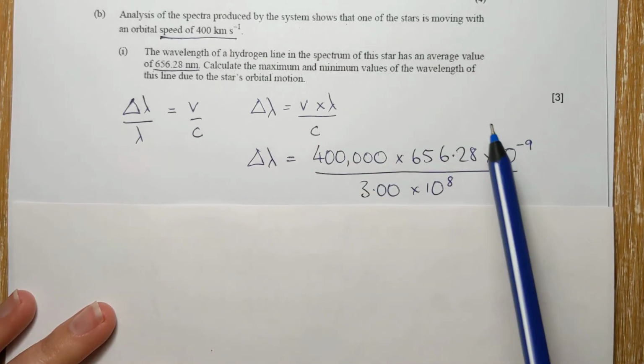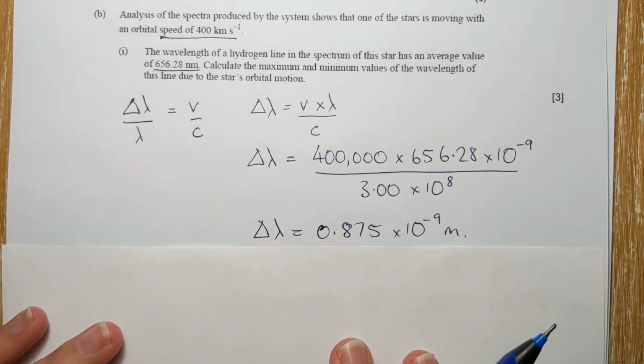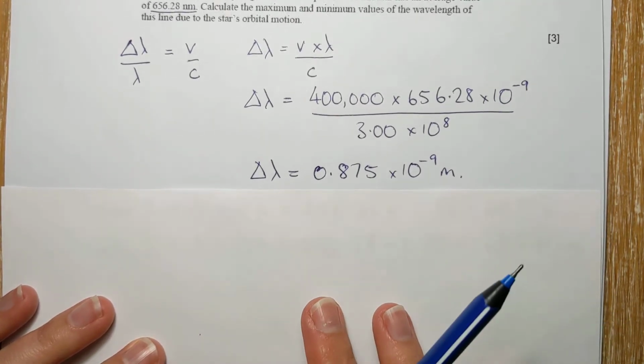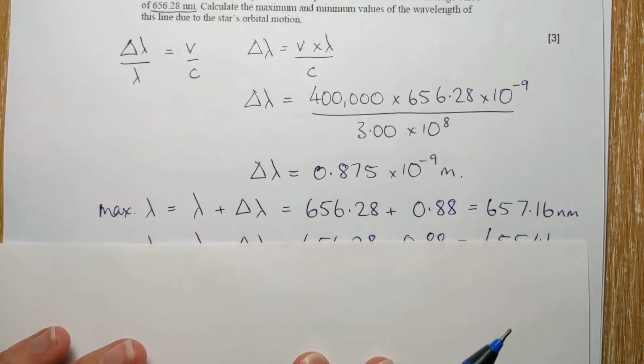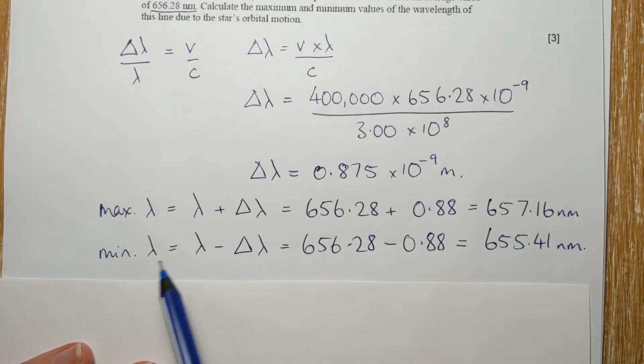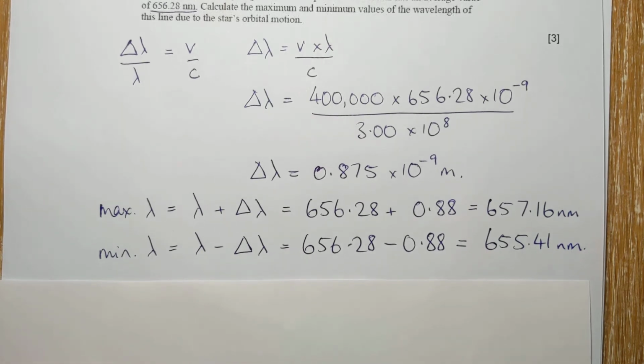And so the first mark is for substituting the numbers in, and the second mark is for finding the change in wavelength, and the third mark is for saying that the maximum is the wavelength plus that, and the minimum is the wavelength minus that.